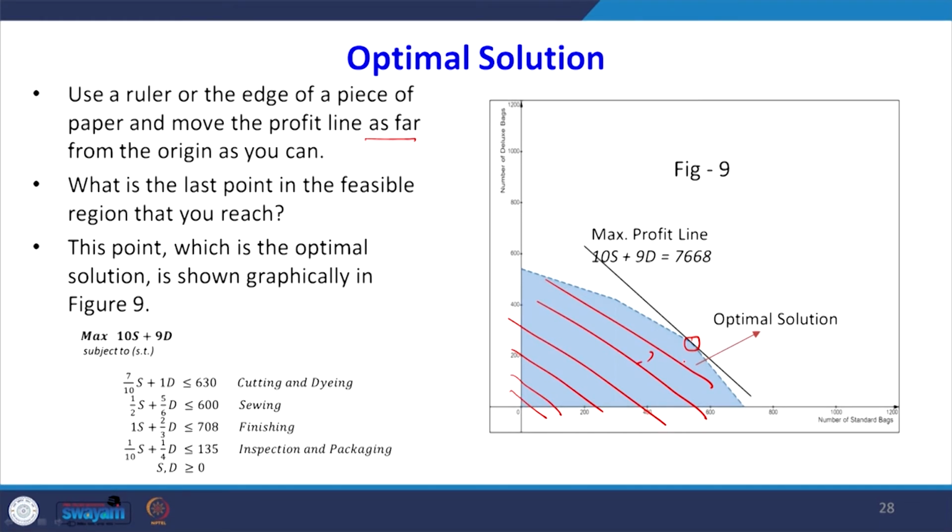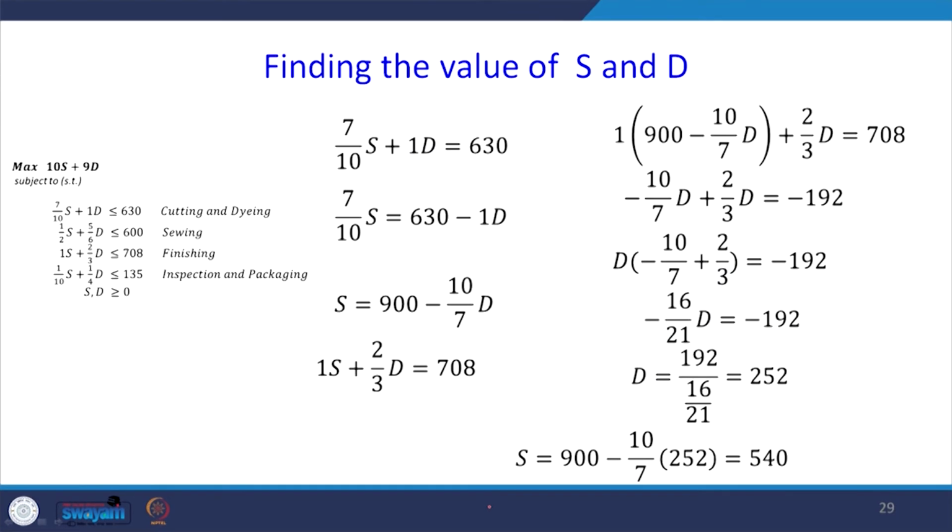So, what is this point? How are we getting this point? There are two constraints intersecting. One is finishing, another one is cutting and dyeing. The point where those two lines intersect is called your optimal solution. When you substitute that optimal solution in your objective function, you get your objective function as 7668.